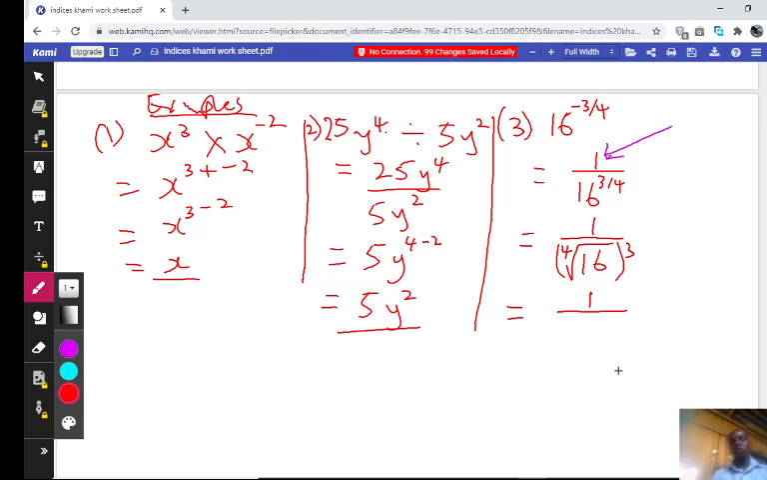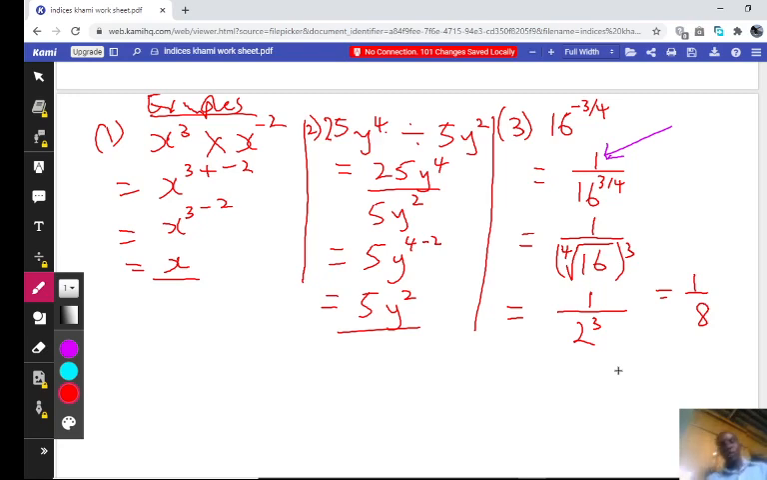4 is the fourth root. What does it mean? The number which when you multiply 4 times by itself gives us 16. Which number is that one? It's 2. 2 times 2 times 2 times 2, 4 times gives you 16. So it will be 2 to the power 3, which is equal to 1 over 2 to the power 3, which is 8. Because it's 2 times 2 times 2, 3 times gives you 8.